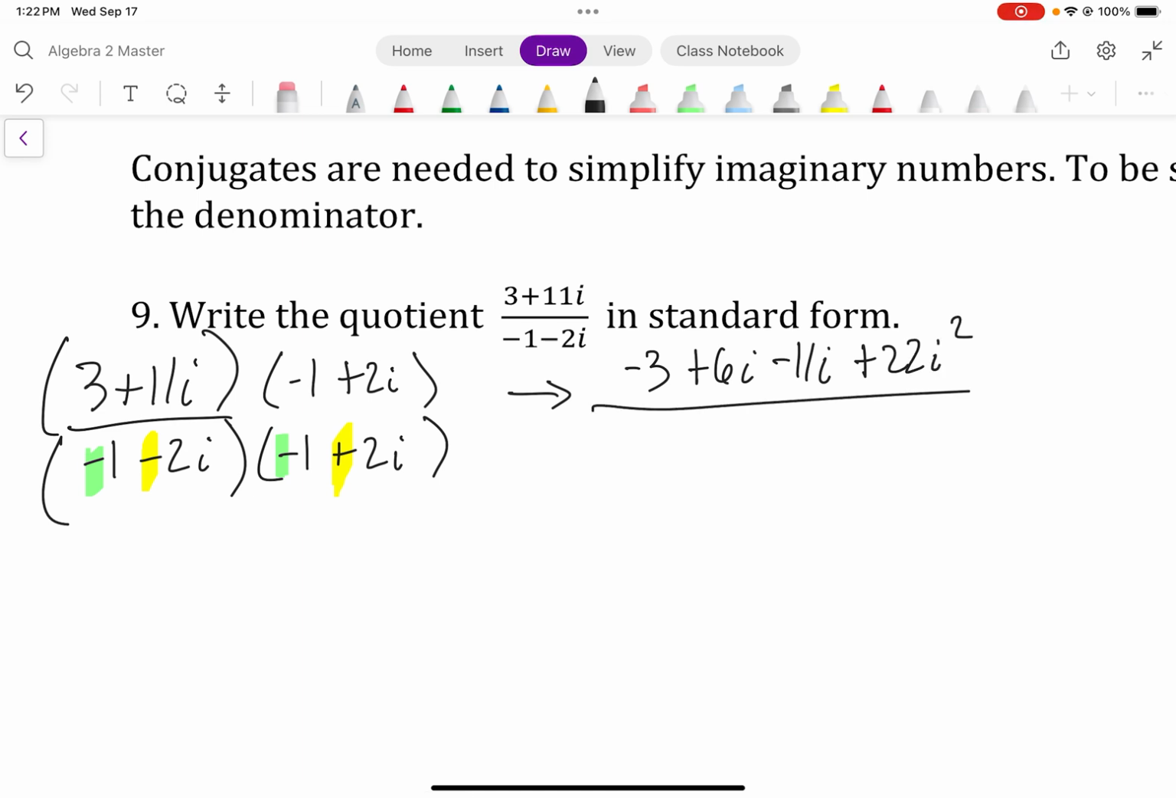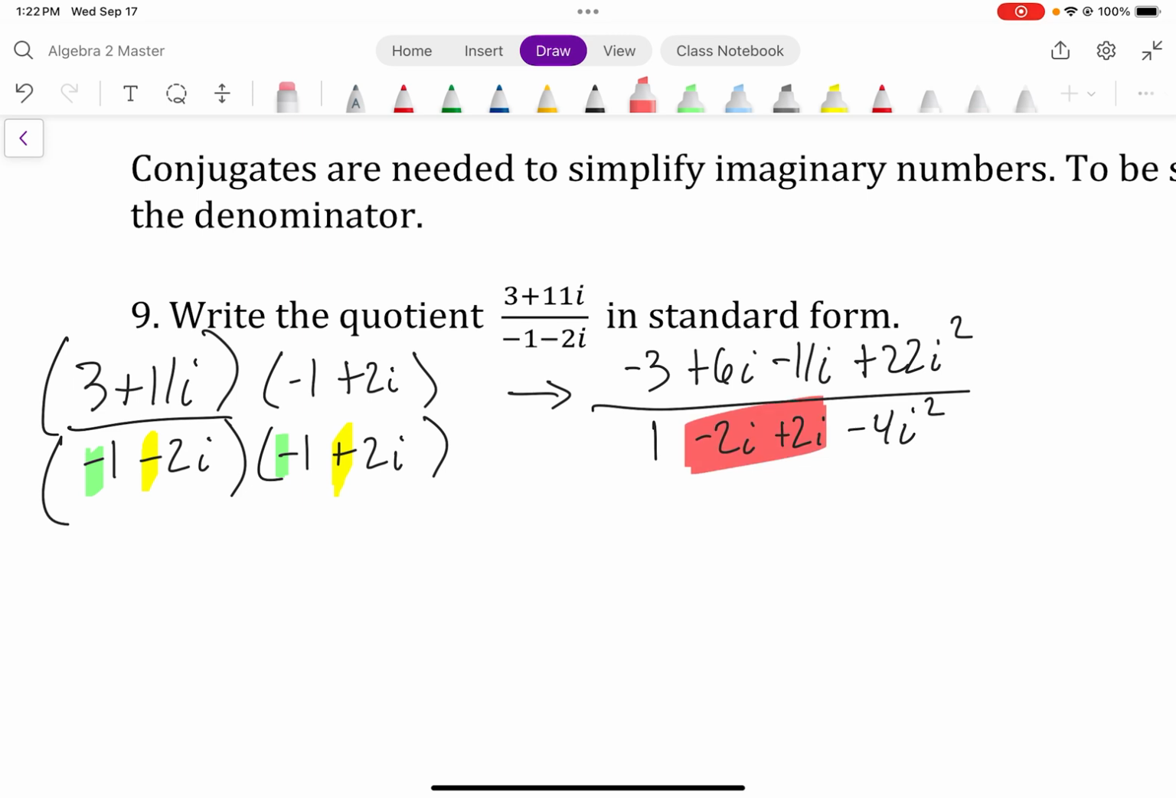And now on the bottom, -1 times -1 is +1. -1 times positive 2i on the outside is going to give me a -2i. -2i times -1 on the inside gives me positive 2i. And then -2i times positive 2i is -4i squared.